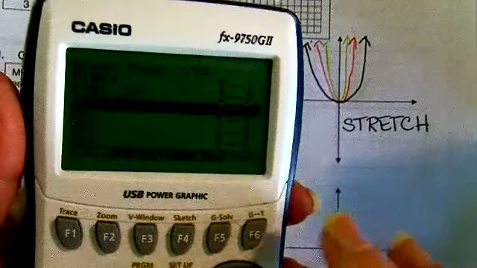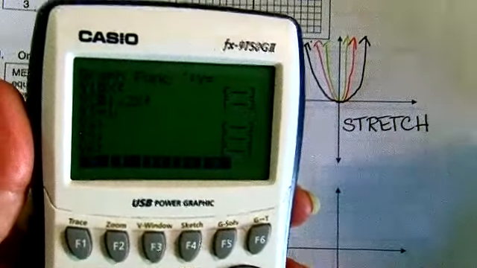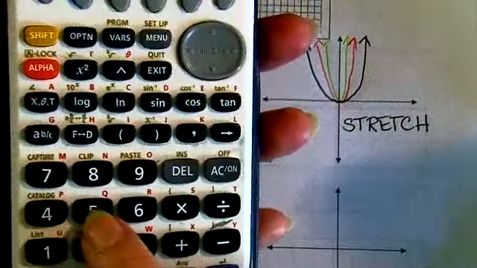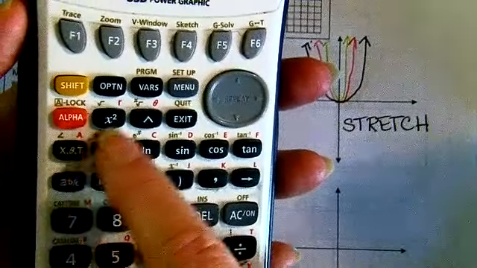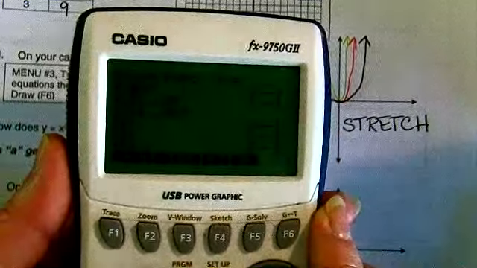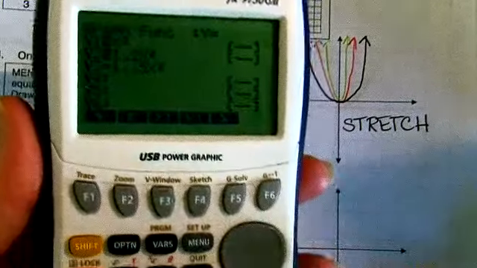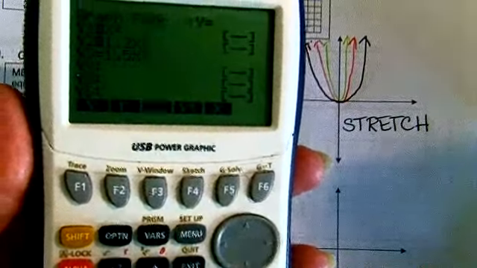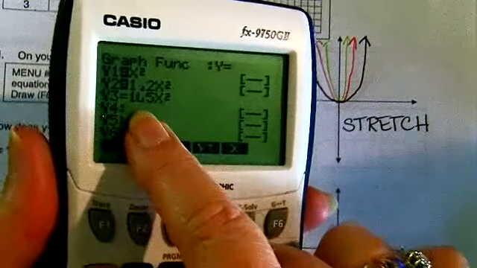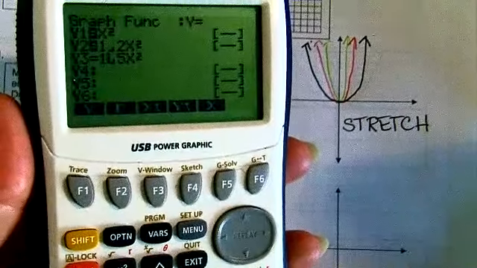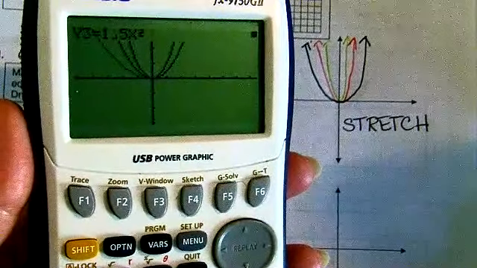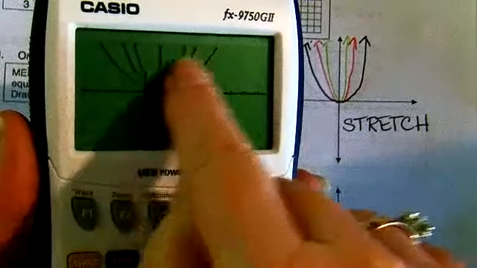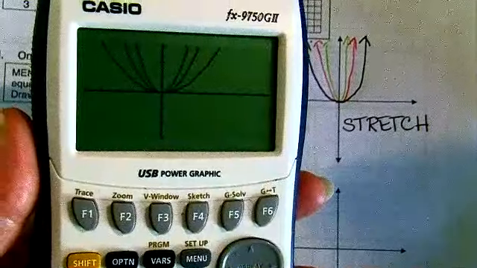Let me go back and put the third one in. 1, ABC, 5, x squared. Did I get it in right? Oh, I got too many of those things. Let me go back in and delete one of those. This is what 1/5 x squared looks like on this calculator. I'm going to show 1, 2, 3. Look how wide that last one is. So this time it opens up. It becomes wider.